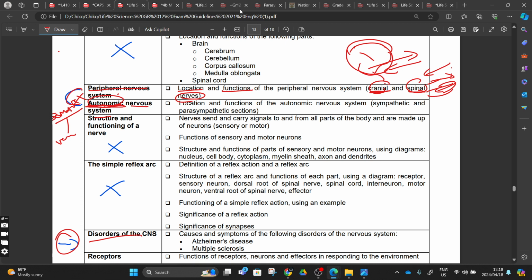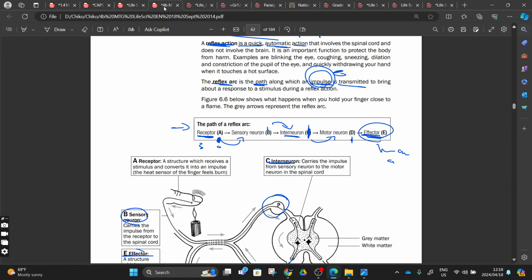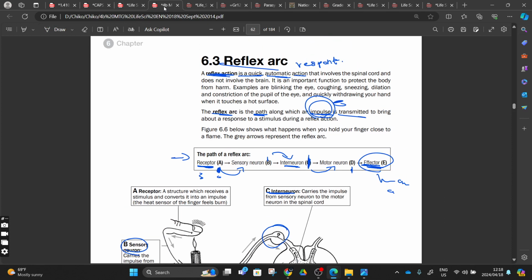This one is also divided into sympathetic and parasympathetic sections, right? So it looks confusing, but hang around. Let's try to understand this together.